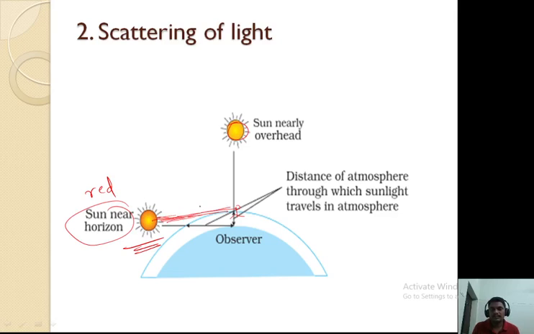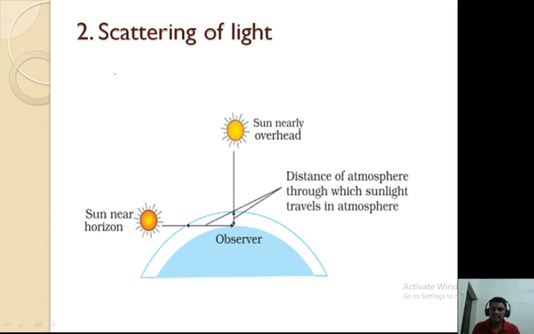During the journey of white light, the shorter wavelengths are scattered, and the least scattered light, that is red color, reaches the observer. That is why we can see the red color of the sky, the red color of the sun during sunset and sunrise. Okay, we can give another explanation of the scattering of light.